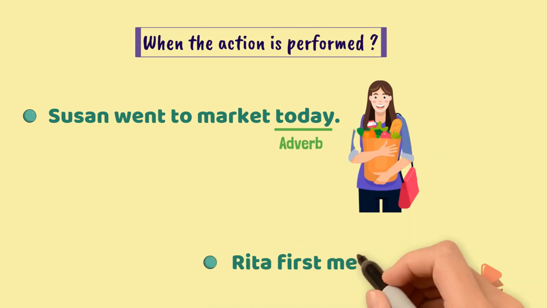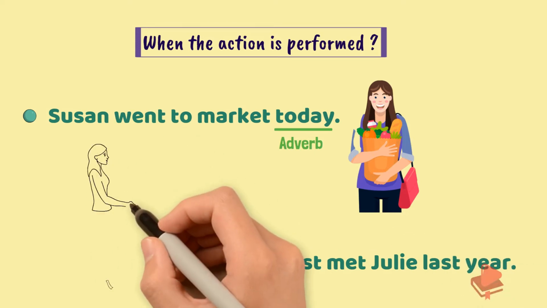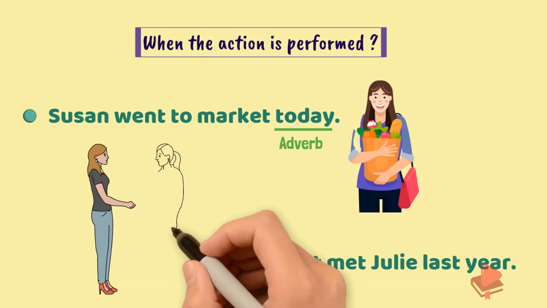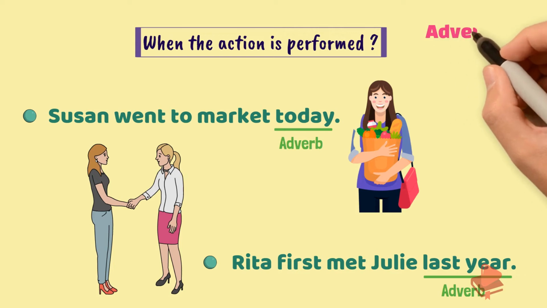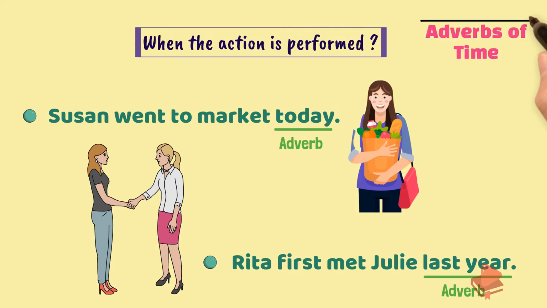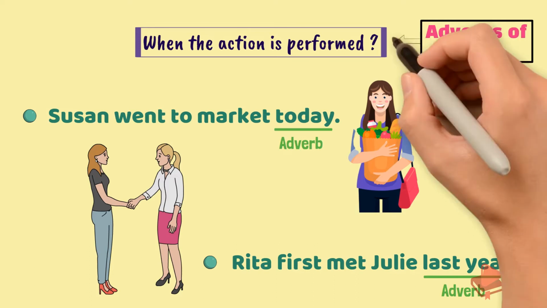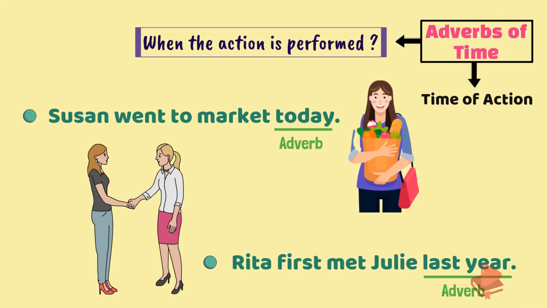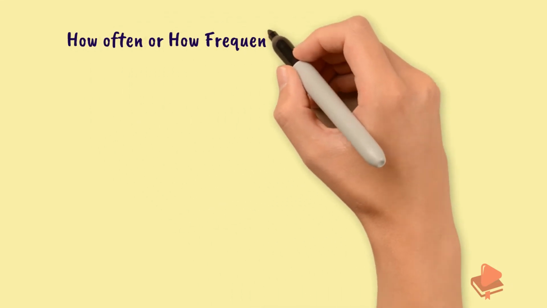Rita first met Julie last year. Here we are able to know that Rita first met Julie, but when did she meet Julie? She met her last year. So last year is an adverb here. As this adverb describes when the action exactly happened, they are called adverbs of time. Adverbs of time indicate the time of action in the sentence, and they answer the question, when is the action performed?